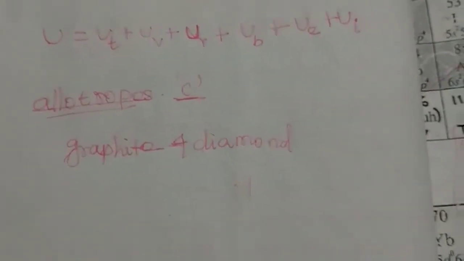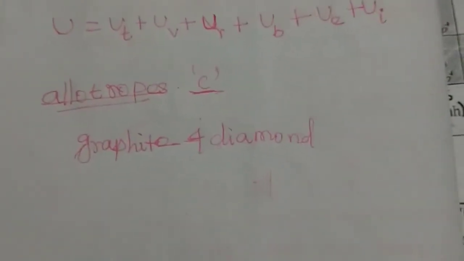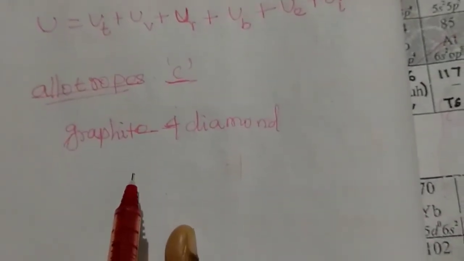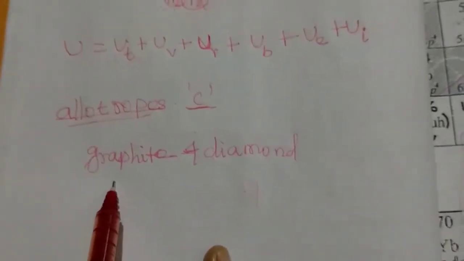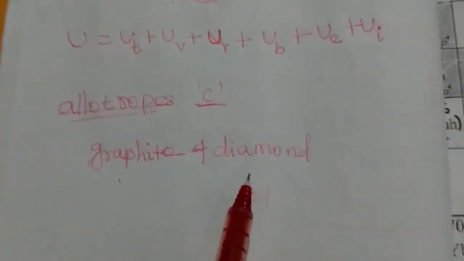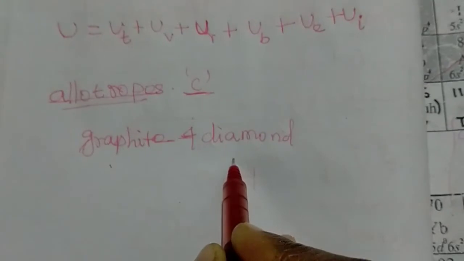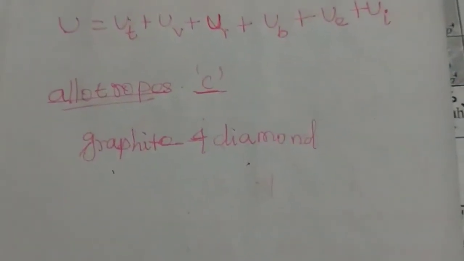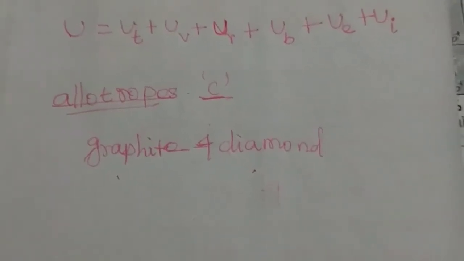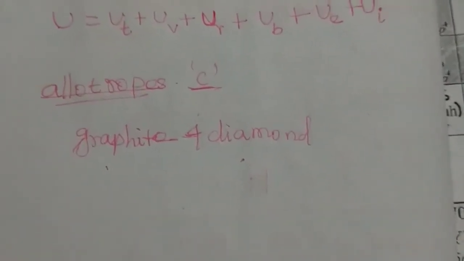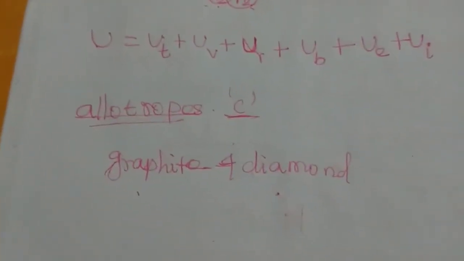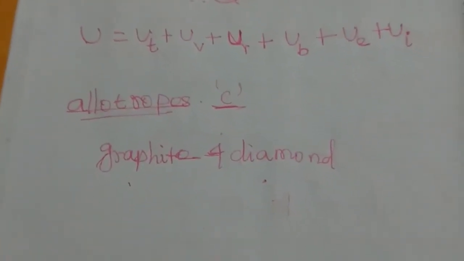So how do we differentiate the same carbon compound by structure? Because of the internal energy. The internal energy of graphite is different from the internal energy of diamond. Because of this difference in internal energy, they show the differentiation in the structure of graphite and diamond. This is the importance of internal energy.